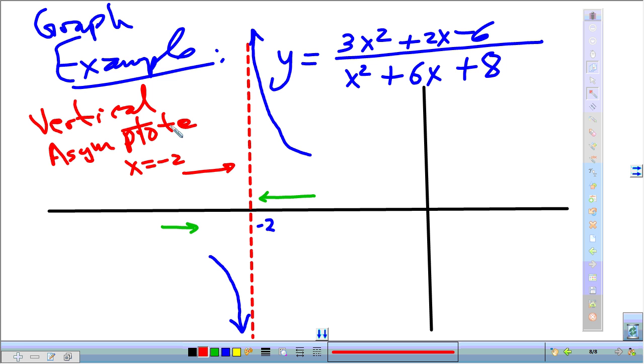So vertical asymptote, we would have the limit at the value being infinite, either on the left or the right, or in this case, we get a minus infinity and a plus infinity on both sides. So that gives us a vertical asymptote.